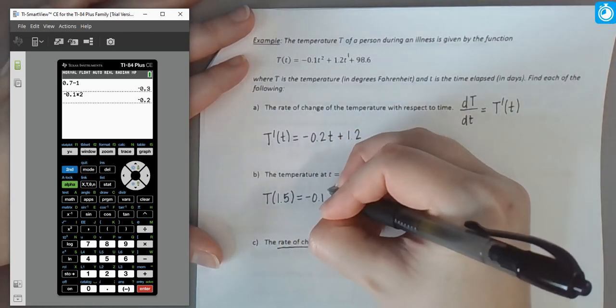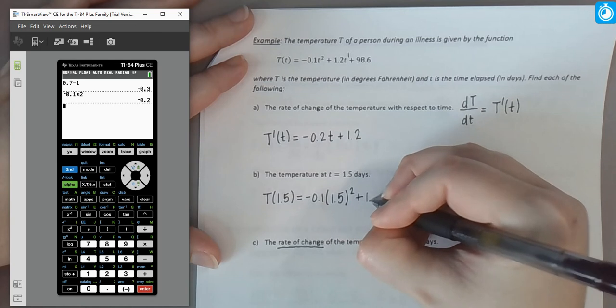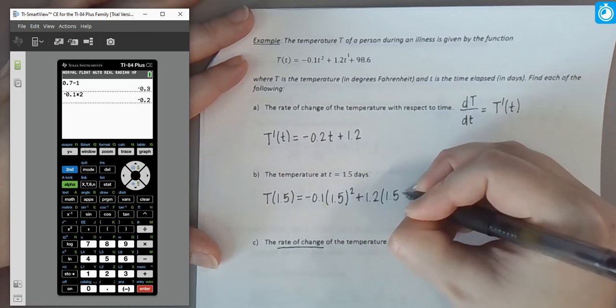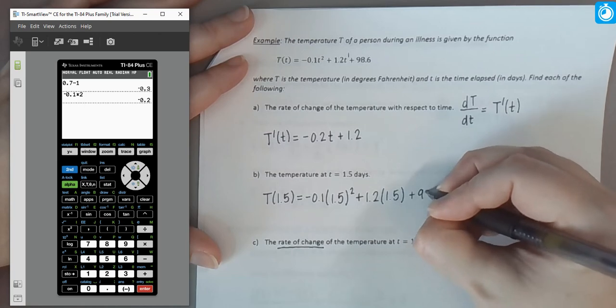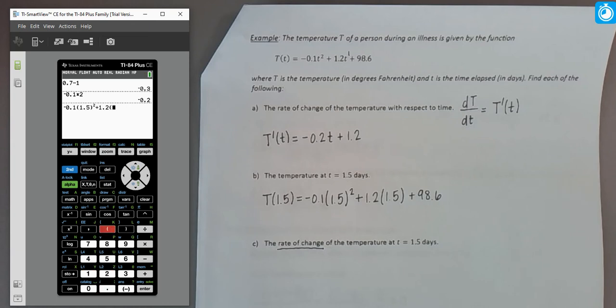So that's going to be negative 0.1 times 1.5 quantity squared plus 1.2 times 1.5 plus 98.6. So let's evaluate this in the calculator. So negative 0.1 times 1.5 squared plus 1.2 times 1.5 plus 98.6. And of course, double check that you typed what you intended to type. Okay, that looks good. And so there we go.